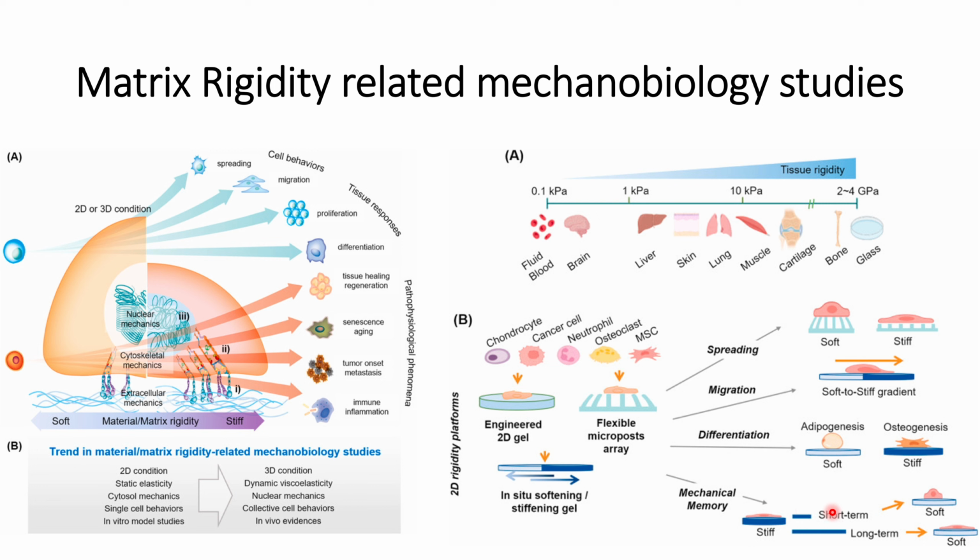So this is just a basic idea about how matrix rigidity is related to mechanobiological studies, and what are the things that are generally found. If you need to understand more about matrix rigidity and mechanical-biological relations in detail, you can go through the reference provided in the description.